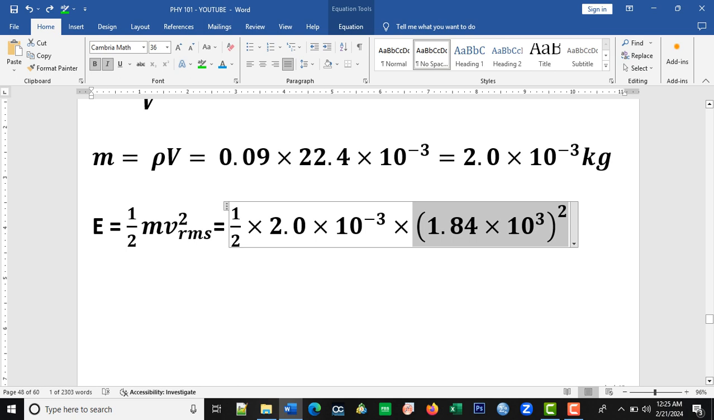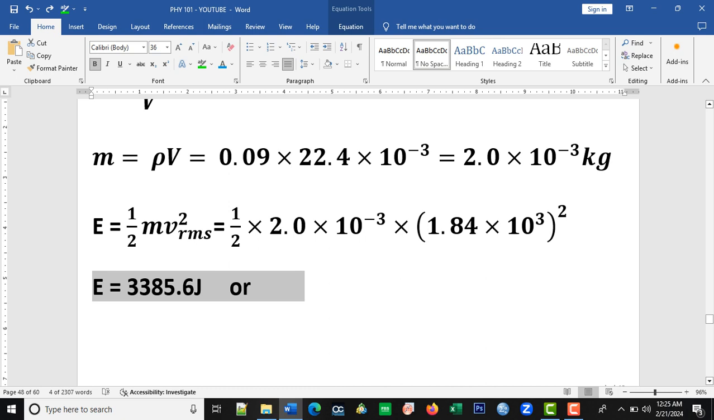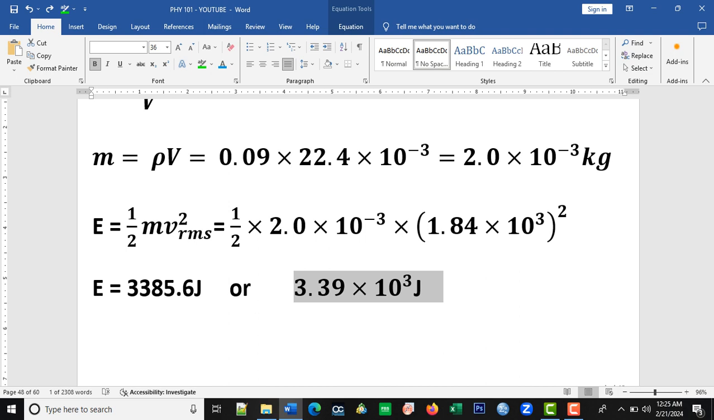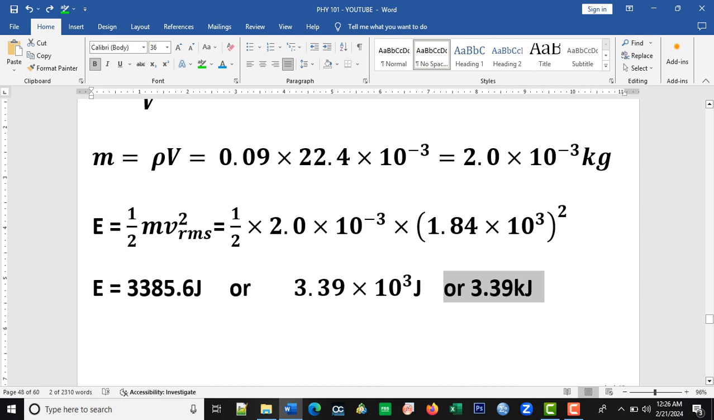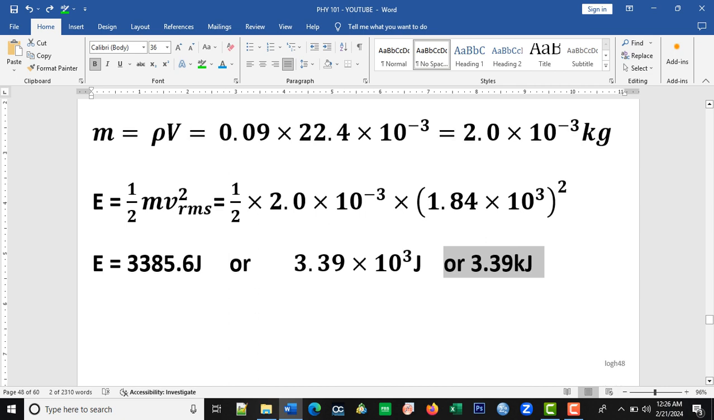So E, when we simplify that, we get 3385.6 joules of energy, or we can write it as 3.39 times 10 to the power 3 joules when we decide to write in standard form. Moving the decimal 1, 2, 3 places, we have this in standard form. Of course, 10 to the power 3 means kilo. So in case we decide to write it this way, it's not wrong as well. So don't be confused about that.